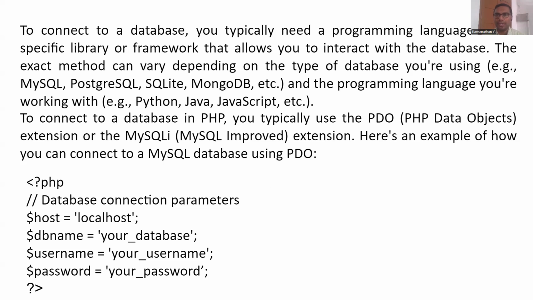So what are the things? The host name we have to specify. The database name we have to mention: which database we are going to fetch, what type of tables we are going to access from the database. If we are not specifying it, then the connection will not be established in a proper way. So username and password, these are the basic parameters we need to follow to connect the database through PHP.